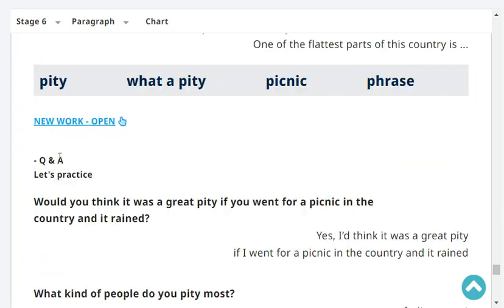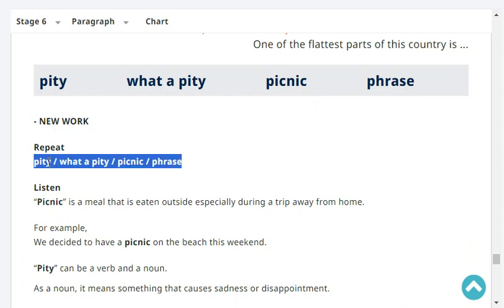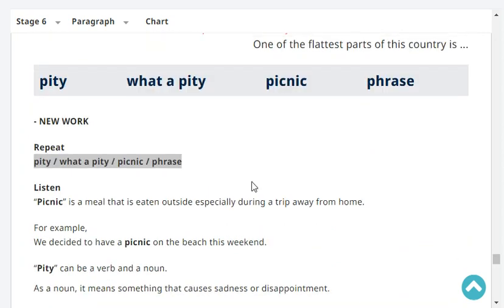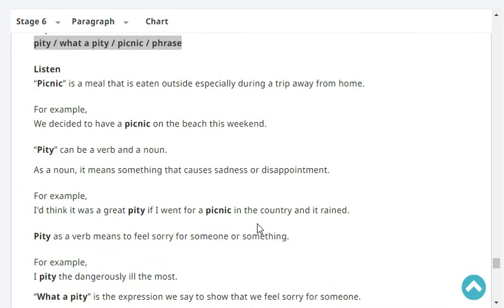Let's have new words. Okay, here we go. Let's have the first word. Okay, repeat. Pity. What a pity. Picnic. Praise. Place. Very good.